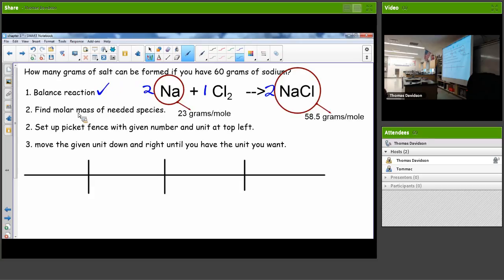The next step is to find the molar mass of the needed species, and that's just a fancy word for whatever's involved in the chemical reaction. You okay with that? Sometimes they'll use the word reagents, but that usually refers to reactants, but it can refer to everything. All right, so I'm going to need the molar mass of Na because it gives me sodium right here, and it asks for salt. So those are the 2 species involved in this process. Are you all right with that? So this was 23 grams per mole.